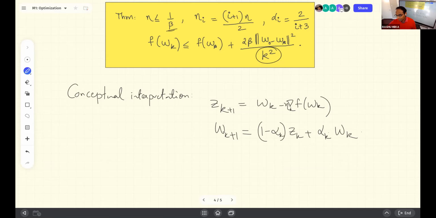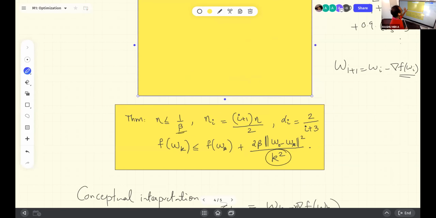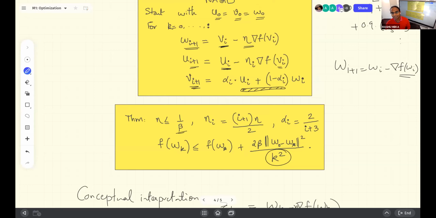All right, so now we know something faster, like k squared, and this is also a first order method, because we are only looking at the gradients. In fact, you're still only computing one gradient per iteration. You're just combining things in some weird way.